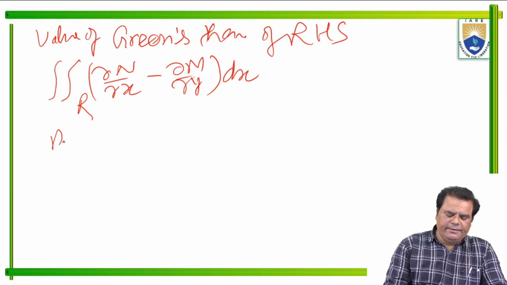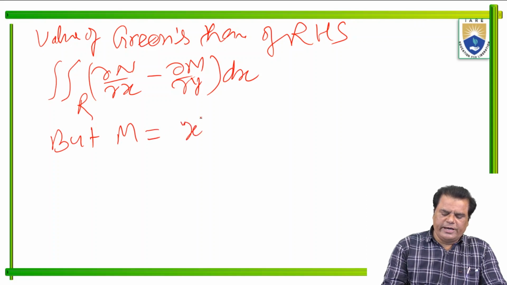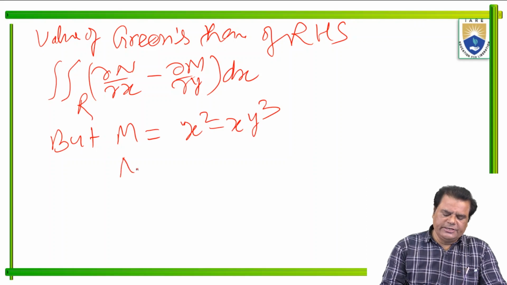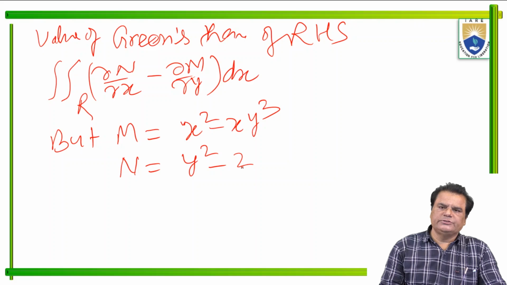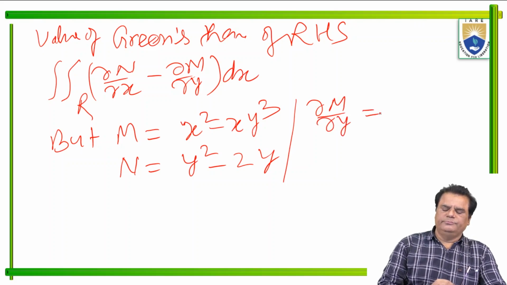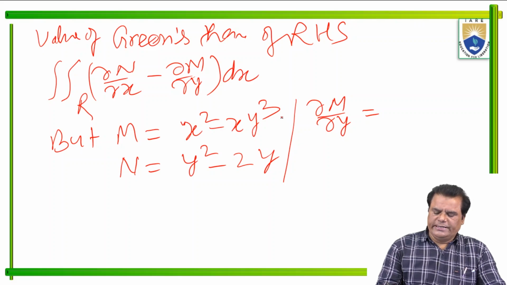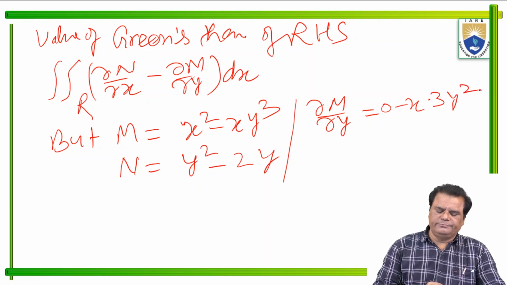But here what is M? M is given as x square minus xy cube, and N is given as y square minus 2y. So find ∂M/∂y. This equals the differential with respect to y, so that is 0 minus x into 3y square.